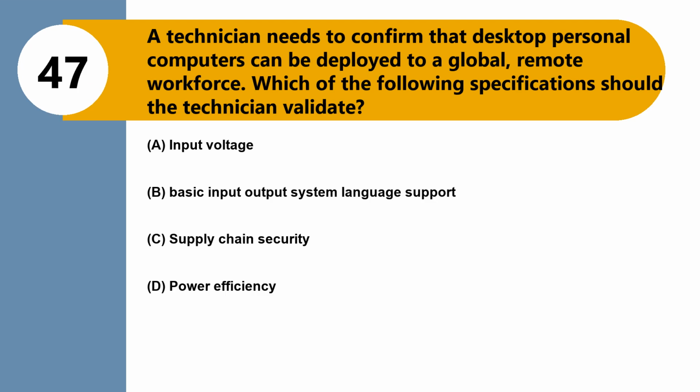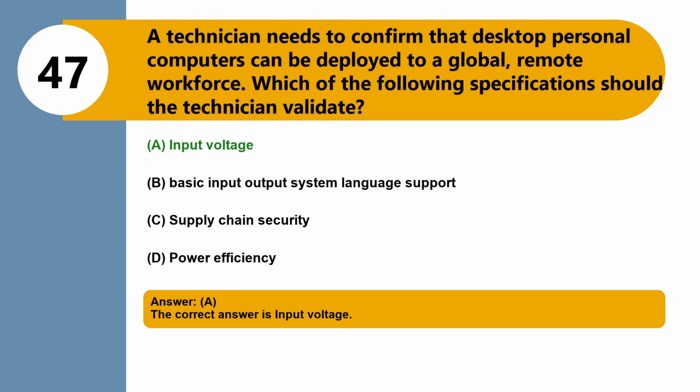Question 47. A technician needs to confirm that desktop personal computers can be deployed to a global, remote workforce. Which of the following specifications should the technician validate? Option A, input voltage. Option B, basic input-output system language support. Option C, supply chain security. Option D, power efficiency. The correct answer is option A, input voltage.